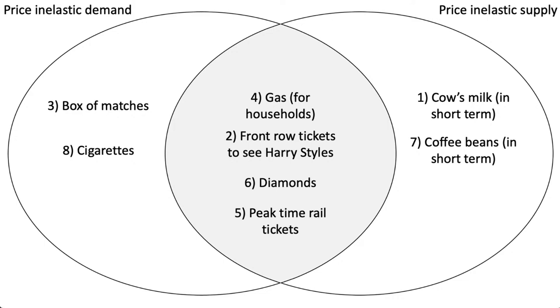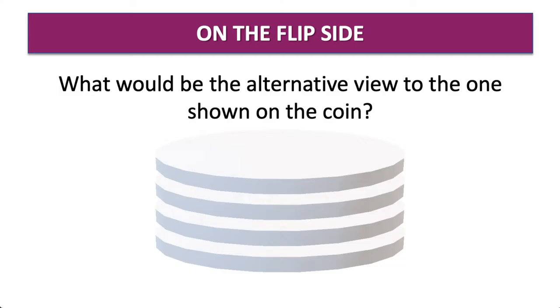So what we were really looking for here when you were categorizing these is to think about different factors that affect PES and PED, and then use that logic to determine whether or not it's price inelastic, or if it was price elastic, that would give you that option. You need to use the logic either way. So thanks for your contributions, and I'll now hand back over to Jeff for on the flip side.